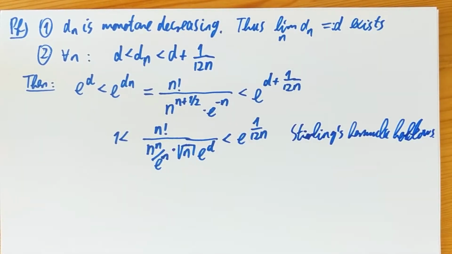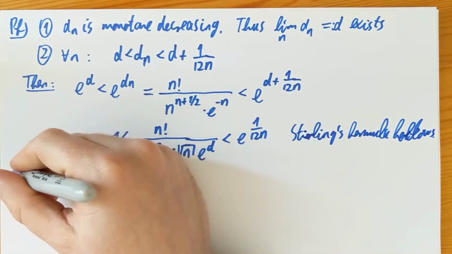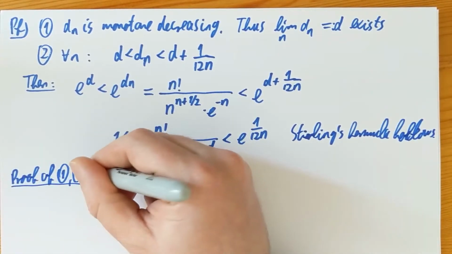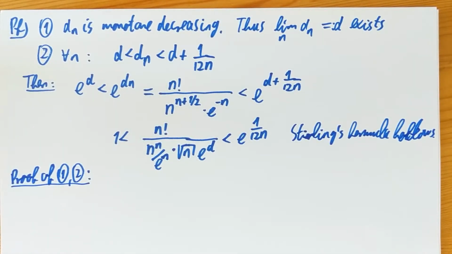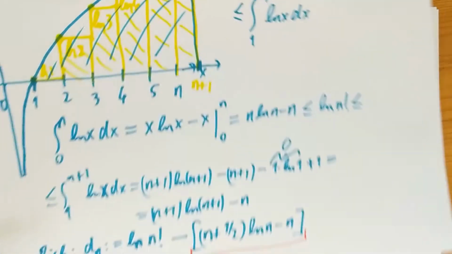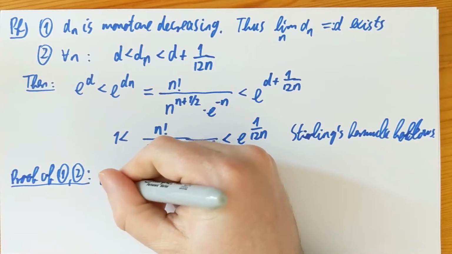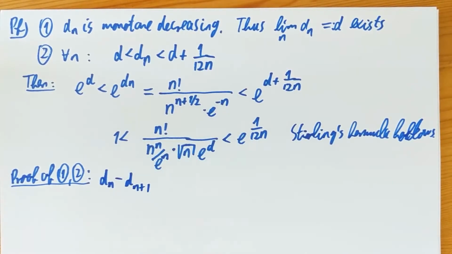Okay, so what I need to do now is prove 1 and 2. So proof of 1 and 2. Okay, to this order I'm going to concentrate again on this quantity dn, and I'm going to see how that quantity changes. In fact, I want to see what dn minus dn plus 1 is. It's kind of the decrement, if you want. It would be an increment if it would be dn plus 1 minus dn. This you can call decrement. Okay, so let's plug in what that is.